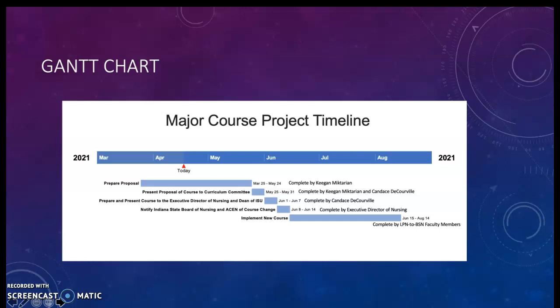If the change is approved, the Executive Director of Nursing will notify Indiana State Board of Nursing and ASIN of the course change between June 8th and June 14th. From June 15th to August 14th, the LPN to BSN faculty members will work to implement the new course and prepare for the fall semester, which would be the first time this course is offered.